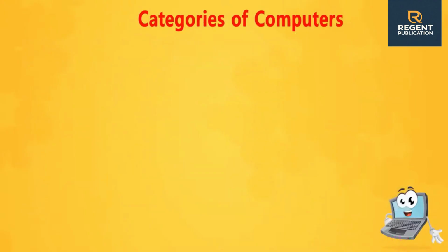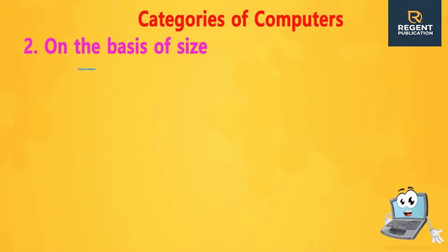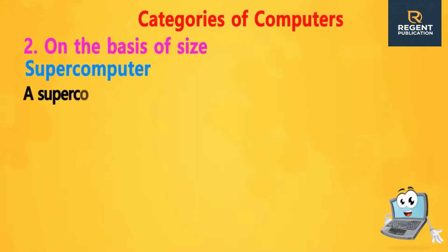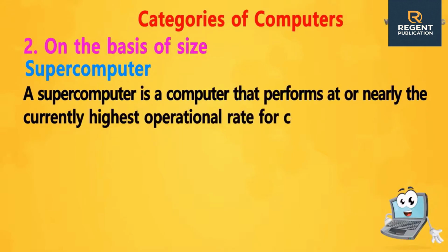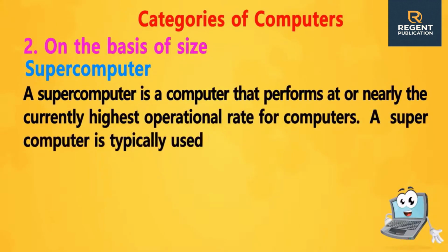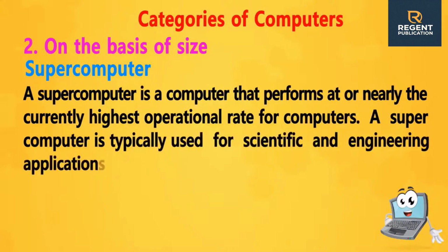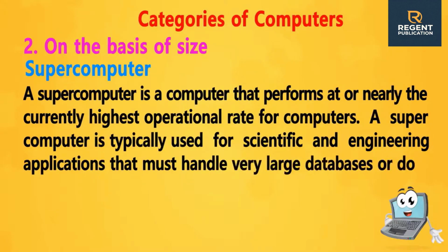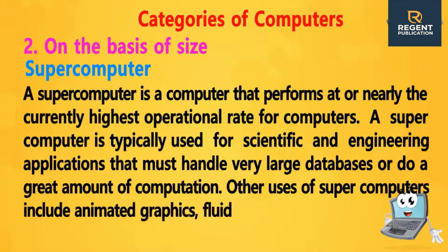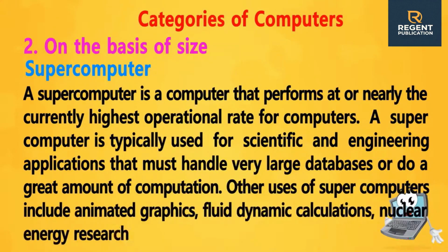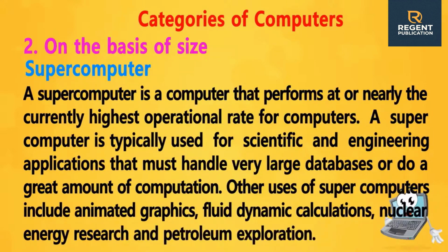On the basis of size, supercomputer. A supercomputer is a computer that performs at or nearly the currently highest operational rate for computers. A supercomputer is typically used for scientific and engineering applications that must handle very large databases or do a great amount of computation. Other uses of supercomputers include animated graphics, fluid dynamic calculations, nuclear energy research, and petroleum exploration.